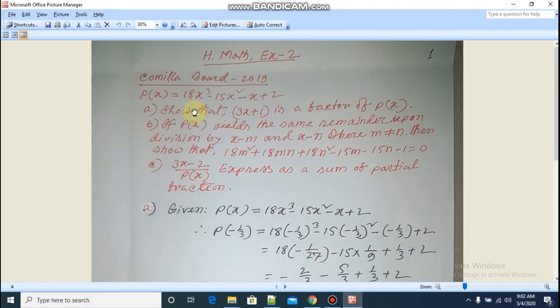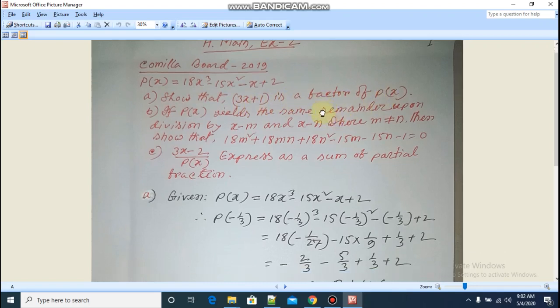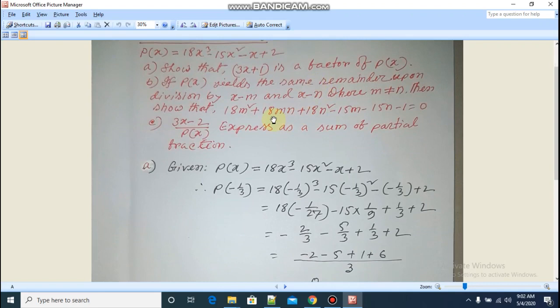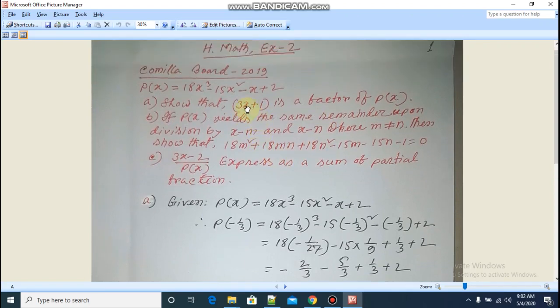At first we try to understand the question. Show that 3x plus 1 is a factor of P of x. If we can show P of minus 1 by 3 equals 0, then we can say x plus 1 by 3 is a factor of P of x.